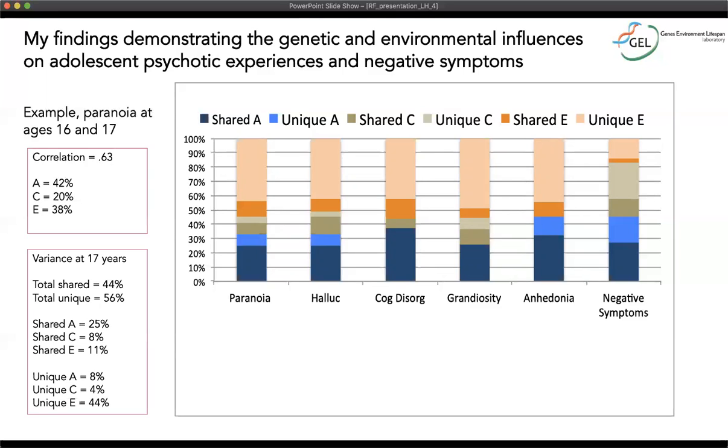And looking further into the results, we found that for the stability of paranoia, so of these shared components, the biggest contribution was genetic at 25%. And for change in paranoia, so of these unique components, the biggest contribution was non-shared environment at 44%. And this pattern of results was generally found across all of the psychotic experiences and negative symptoms domains that we looked at, but with some variability. And this variability really highlights the importance of studying these as separate traits rather than aggregating them into a single domain.